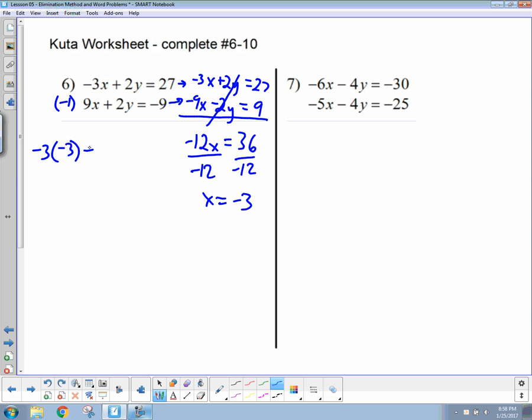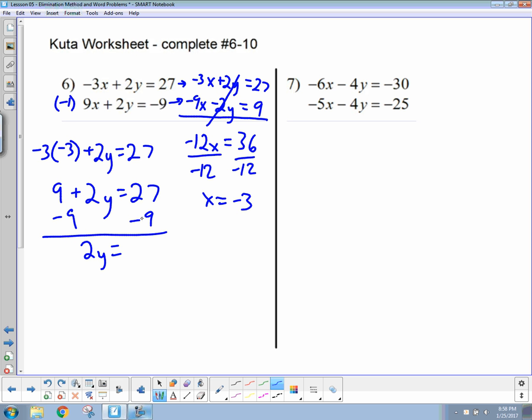So negative 3 times negative 3 is 9, plus 2y equals 27. Subtract 9. 2y, let's see, 27 minus 9. Shows you how little my brain's working today. 18. I should have known that. Divide by 2. We get y equals 9. So negative 3 and 9.